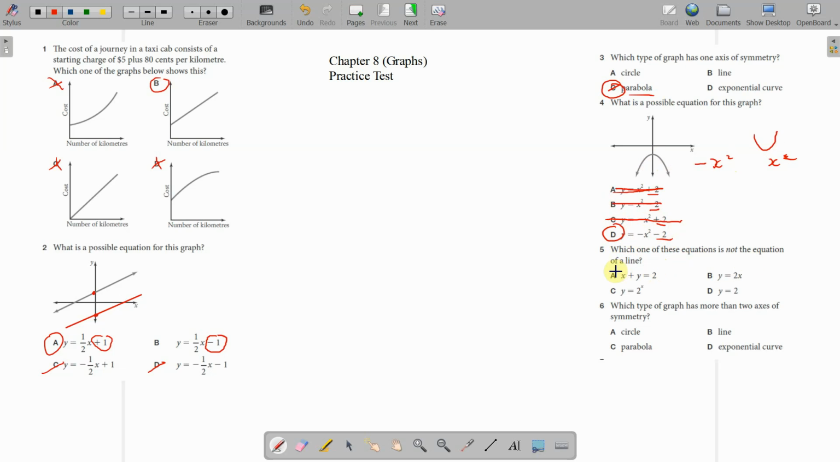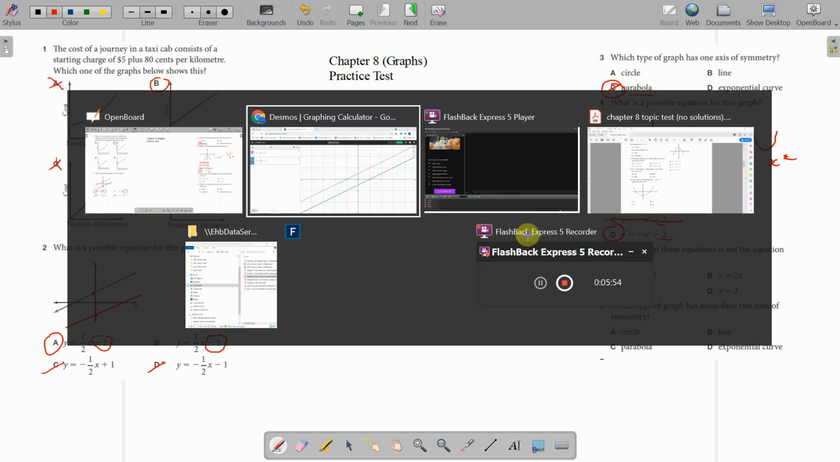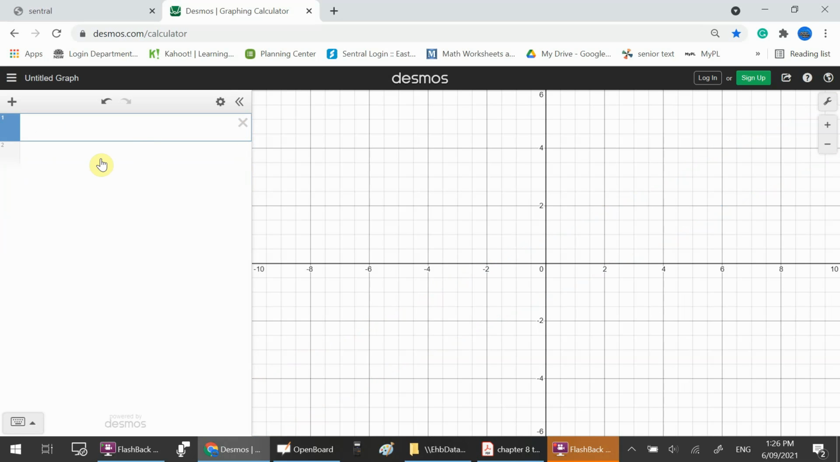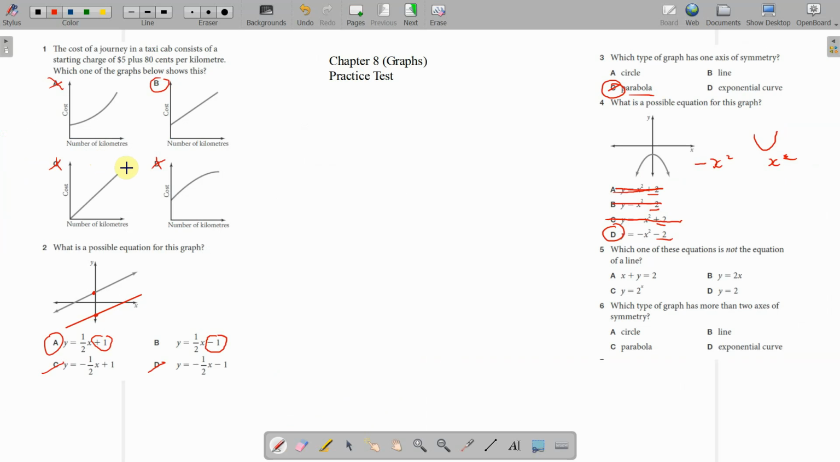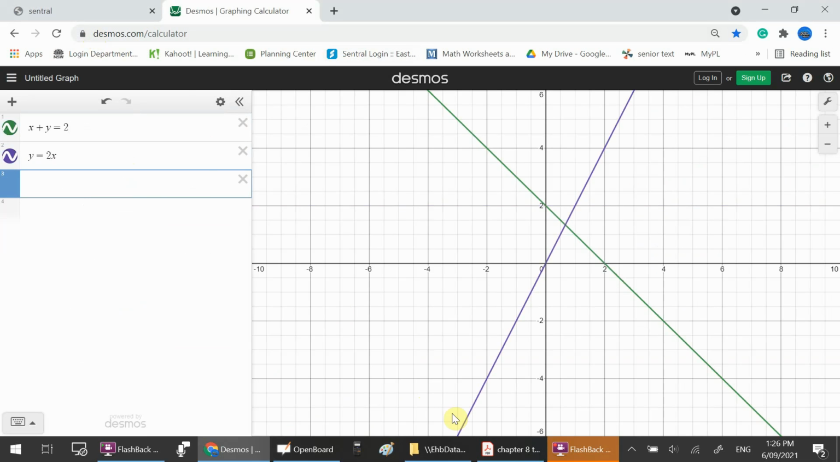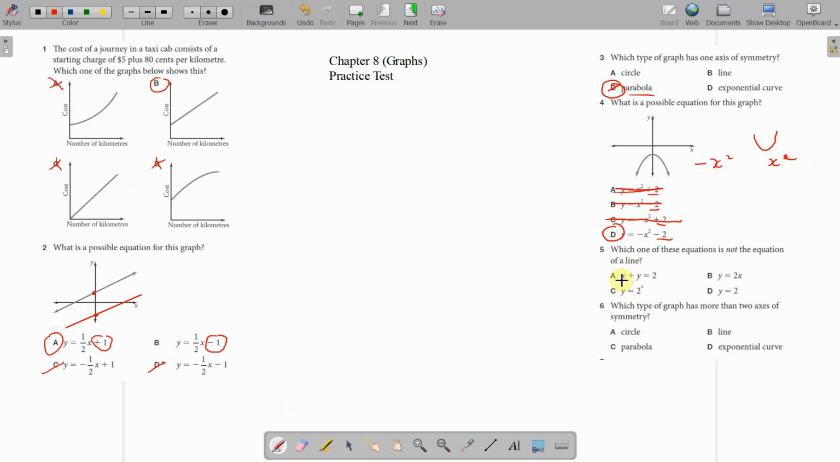Question 4. Which of these equations is not an equation of a line? Well, let's have a look at all of them quick. x plus y equals 2. Let's get those out of the way. x plus y equals 2, there's a line, so it's going to be that one. That one is y equals 2x. That's a line. There's a way to tell without having to do this, which I'll get to in a second. y equals 2 to the x.